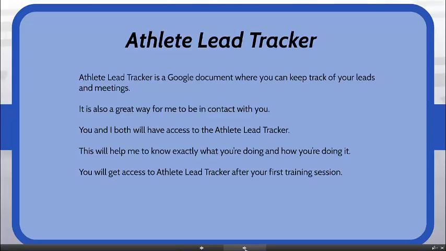Now, you'll need a Google document account. It's basically a spreadsheet where you can put all your leads, all the information on student athletes: first and last names, phone numbers, email addresses, parents' information. So it's all about getting leads. This is what it's all about.